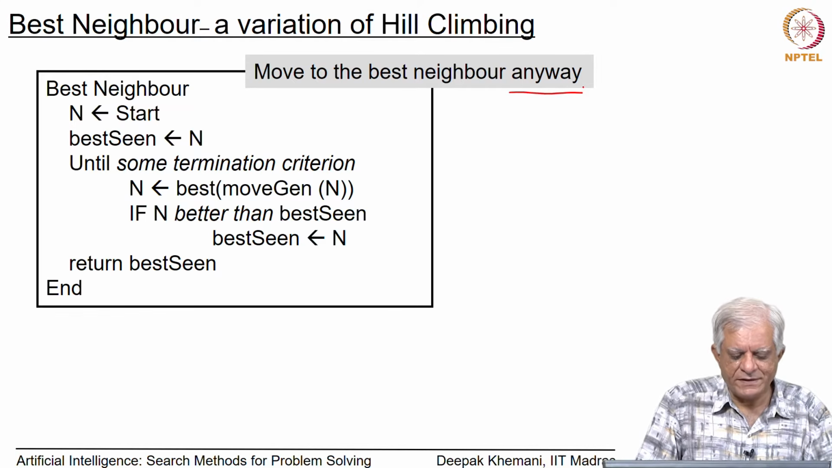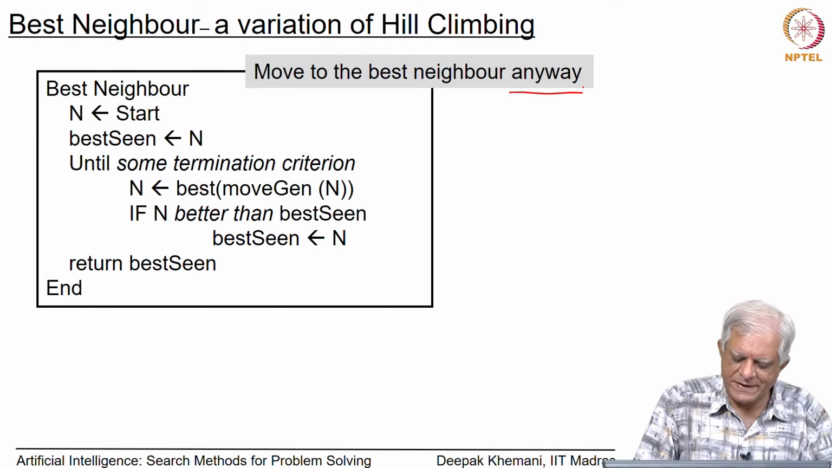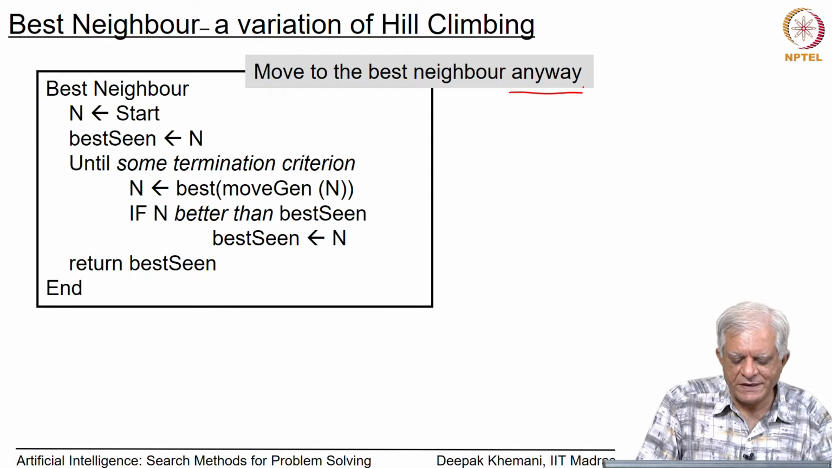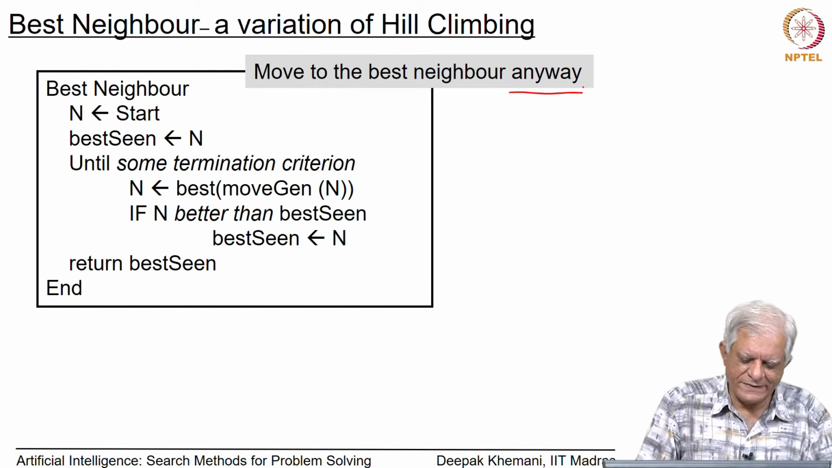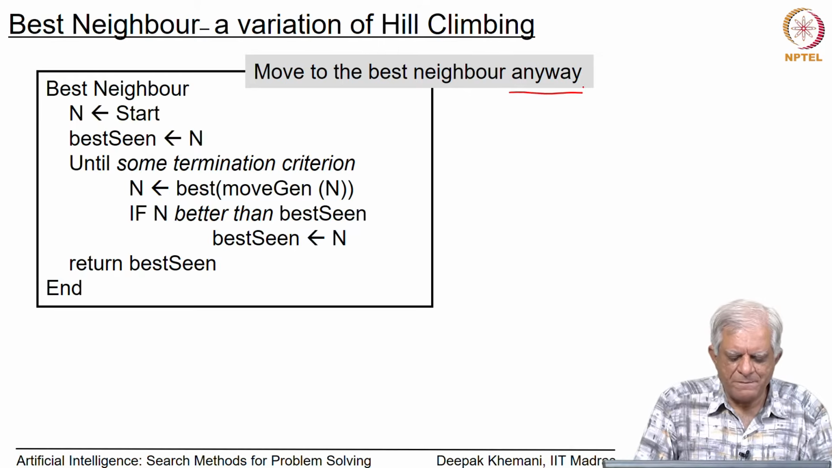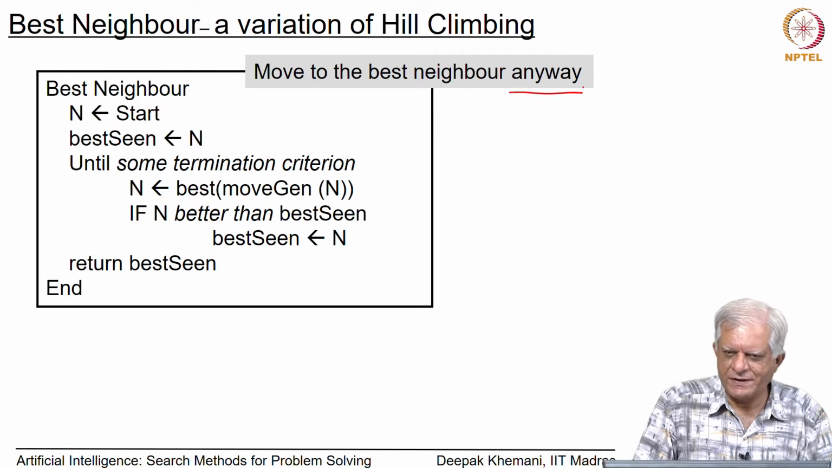We start by saying that n is a start node, and since we are now going to be moving around the space without terminating at a maxima, we want to keep track of the best that you have seen, and we will store it in a node called best seen essentially. So, we initialize that to the node that we start with, and then based on some termination criteria. This termination criteria will typically say do for so many rounds or something like that, or you could say till the best seen is not changing over 100 cycles or 1000 cycles or something like that.